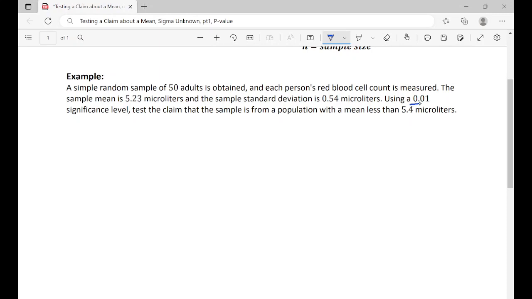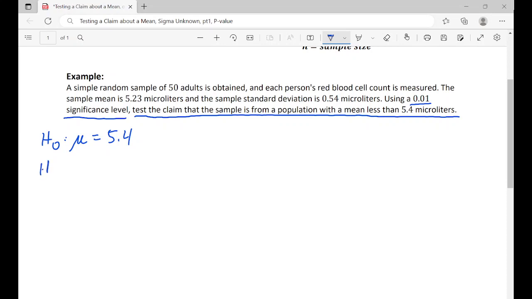So we know that our significance level is 0.01, and we are testing the claim that the sample is from a population with a mean less than 5.4 microliters. So let's start off by writing out our hypotheses. The null, and since we're dealing with a mean, we use mu, is going to be equal to 5.4. And the alternative, since it says less than in the claim, we use less than 5.4. And we also have an alpha value, a significance level of 0.01.